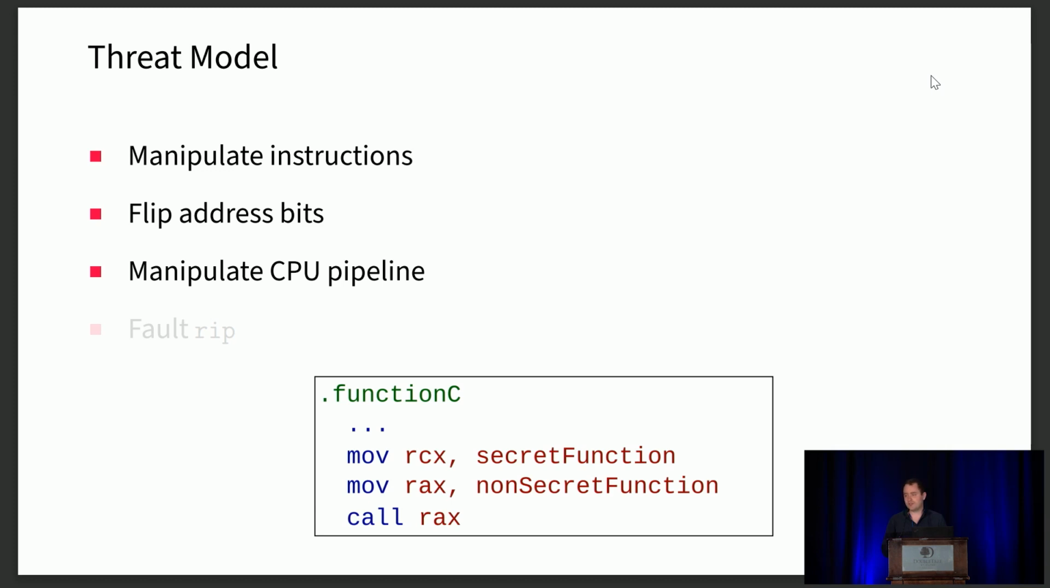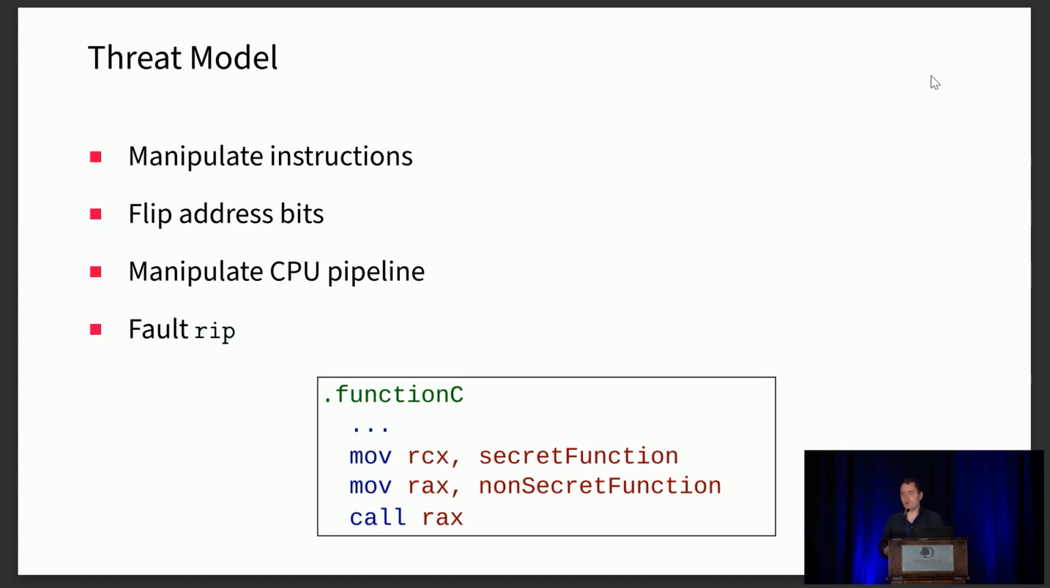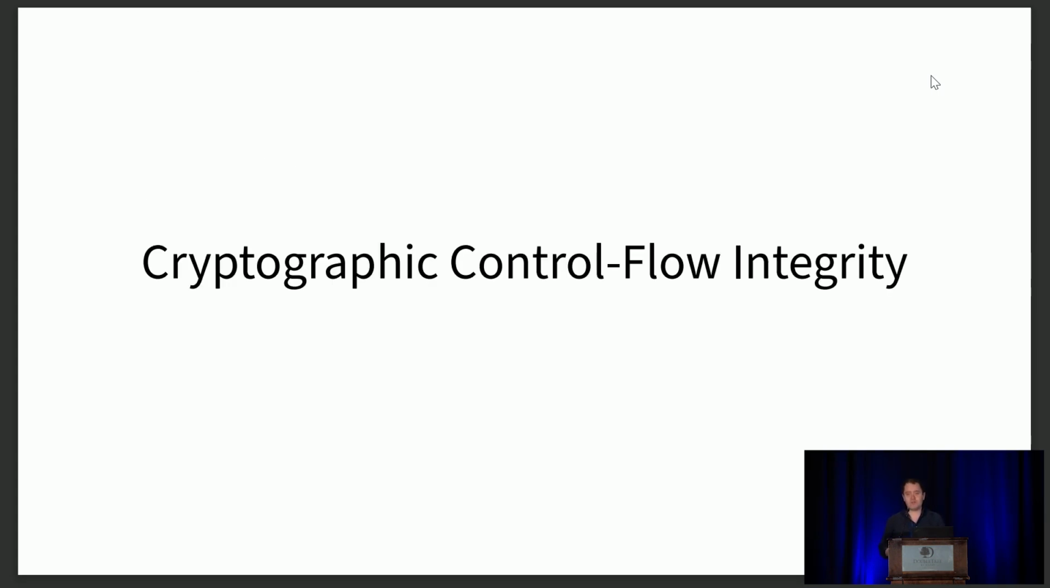We can also manipulate the CPU pipeline, so just think of the address generation unit in a CPU. If we induce faults there, we can also hijack the control flow. Last but not least, the instruction pointer is also quite a famous target to hijack the control flow. And we want to mitigate this threat by introducing cryptographic control flow integrity.